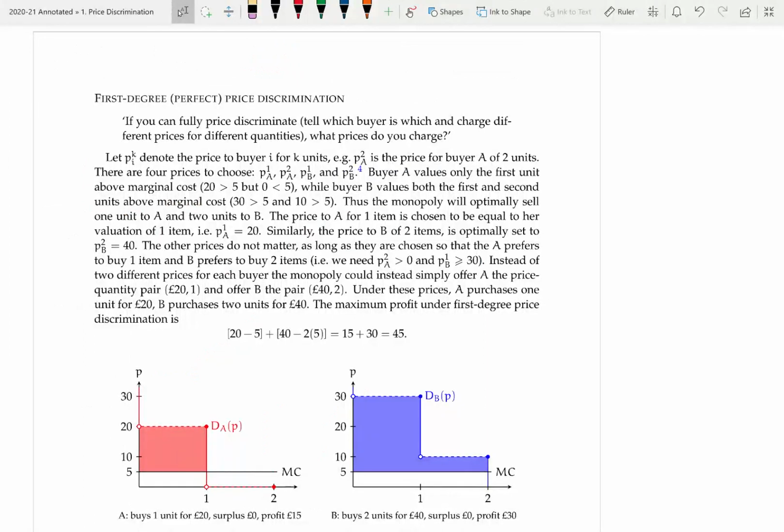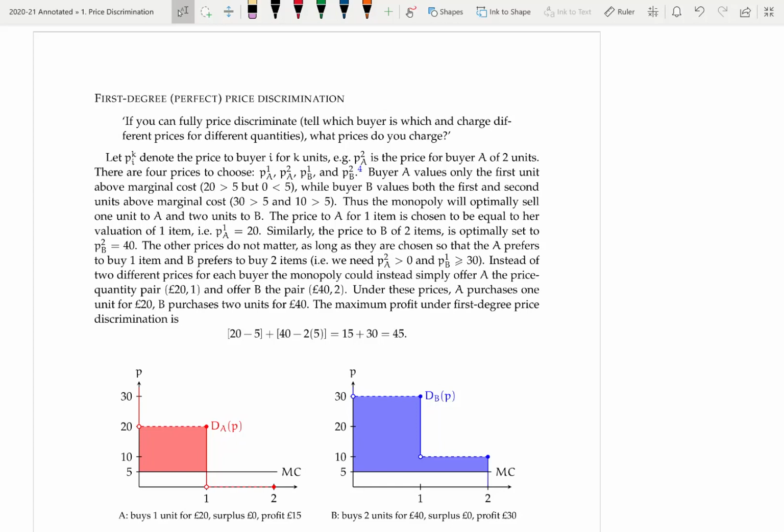Okay, so the next case you looked at in the game was first degree or perfect price discrimination. So in the game, you are asked, if you can fully price discriminate, tell which buyer is which and charge different prices for different quantities, what prices do you charge?